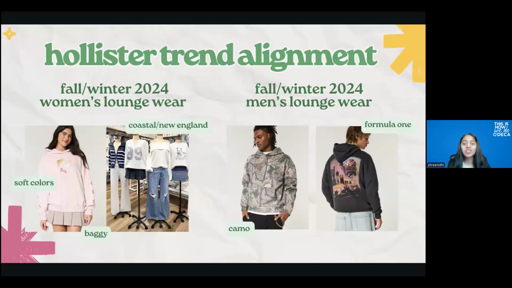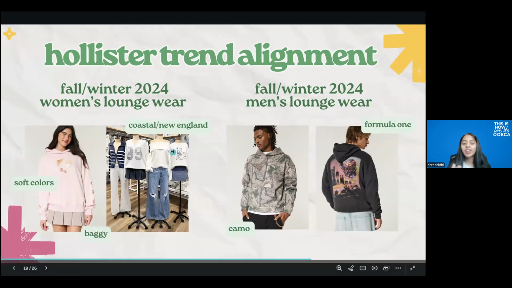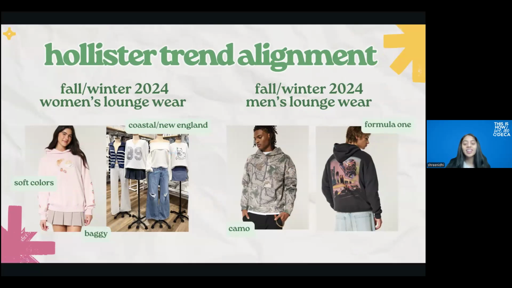In their fall and winter 2024 collection, as you can see, they've adopted a lot of these popular aesthetics. For example, using soft colors to allude to that soft girl aesthetic, baggy jeans, as well as that coastal New England look to reflect the old money aesthetic. We also have camouflage, which has been a really popular theme lately, as well as Formula One racing. Hollister is able to optimize on those trends to ensure that their brand is appealing to the teenage market.